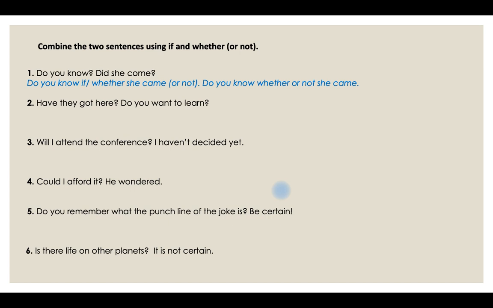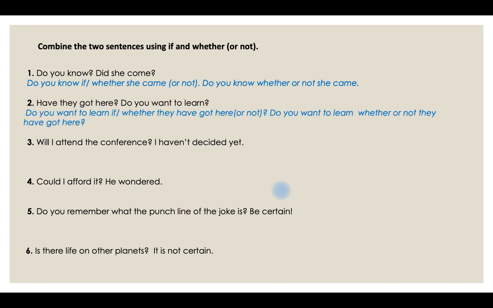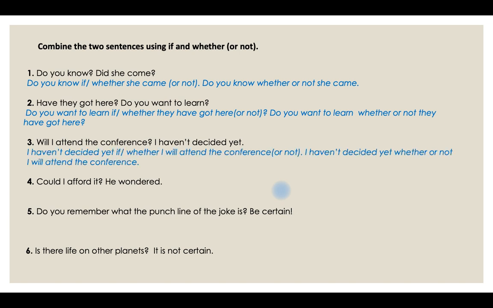Number 2. Do you want to learn if or whether they have got here? Or we can also say, do you want to learn whether or not they have got here? Number 3. I haven't decided if or whether I will attend the conference. Or I haven't decided yet whether or not I will attend the conference.